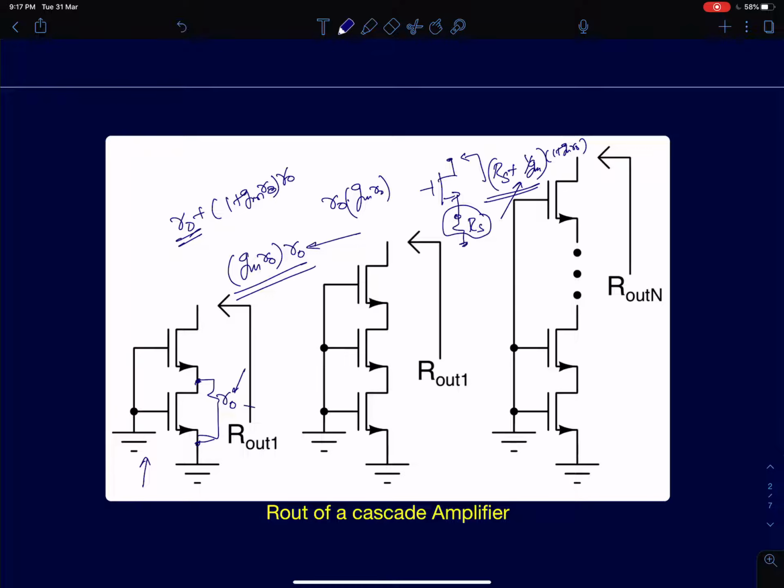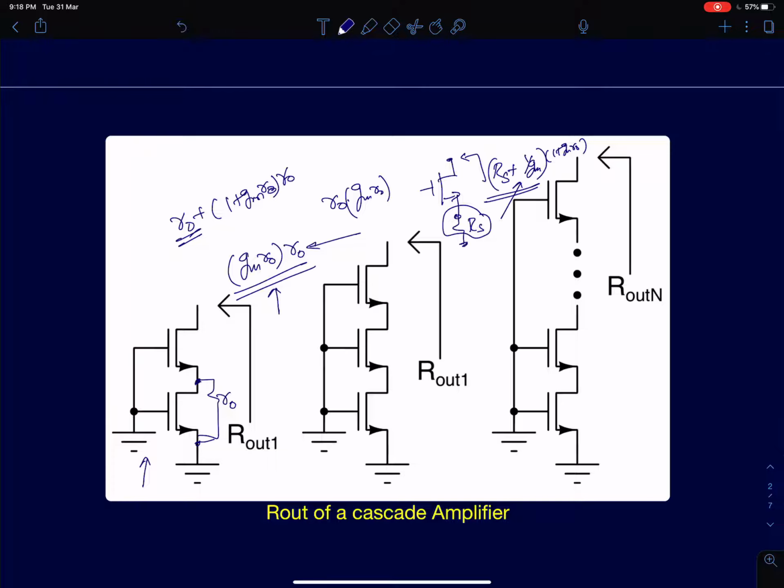So here it is R0, which is obviously the intrinsic gain times larger than 1/gm. So I can ignore this device's contribution altogether. You can simply say the output resistance is the intrinsic gain of this device times this R0. So you can write it as gm R0 times R0.